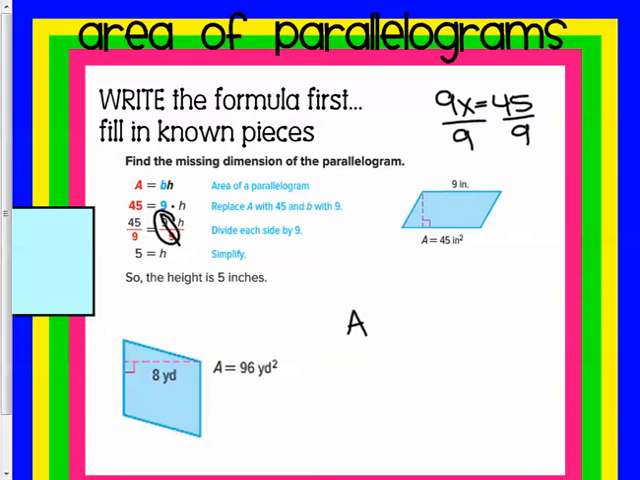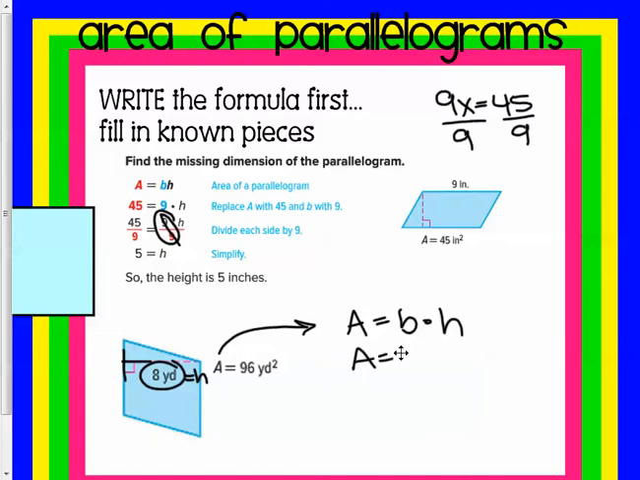Okay, so in this one, you're again taking the area equals base times height. I want you to plug in what you know. You know A, and you know, even though this looks like it's the base, it's not. It's actually the height, because remember, the height is always perpendicular. So 8 is your height. Go ahead and try it, and I'll be back in just a second to show you what I did.